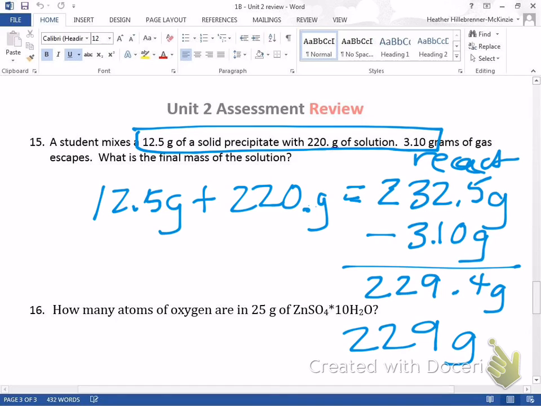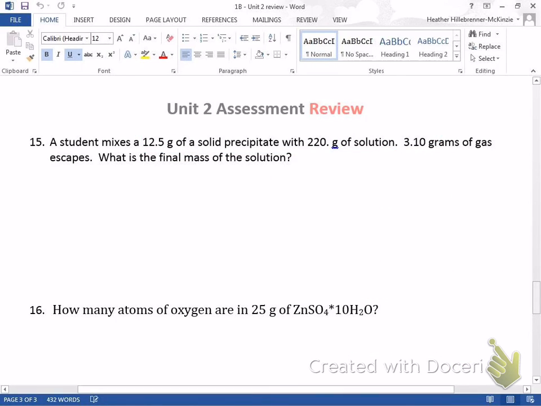Because we can only have how many decimal places? It has to be the ones place, right? Has to be the ones place. Yeah. All right. Here we go. Last one.